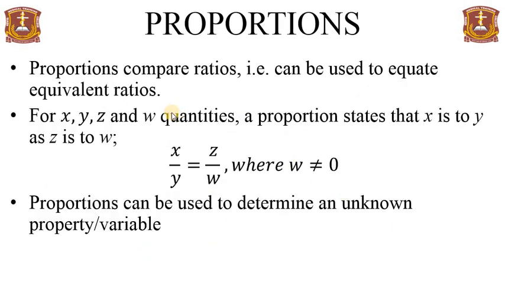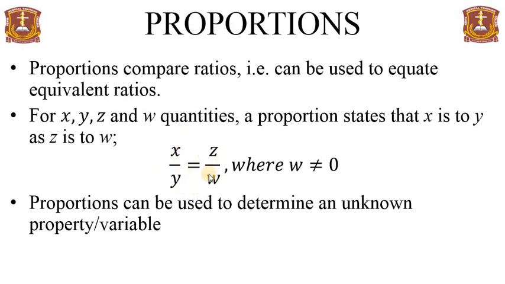Now, I would want us to begin with proportions, and these compare ratios, i.e. can be used to equate equivalent ratios for x, y, z, and w quantities. A proportion states that x is to y as z is to w, as given in this expression here. So this simply means that this ratio is equivalent to this other one.